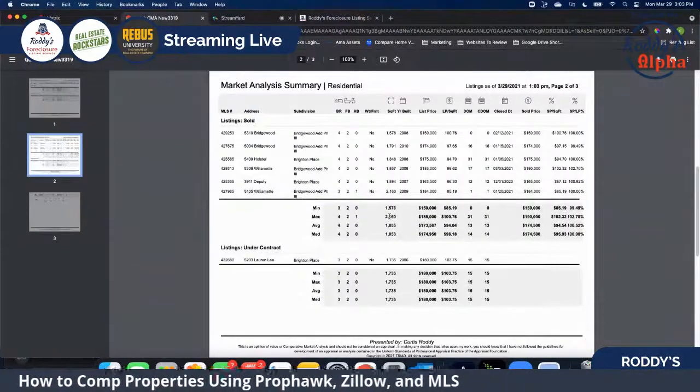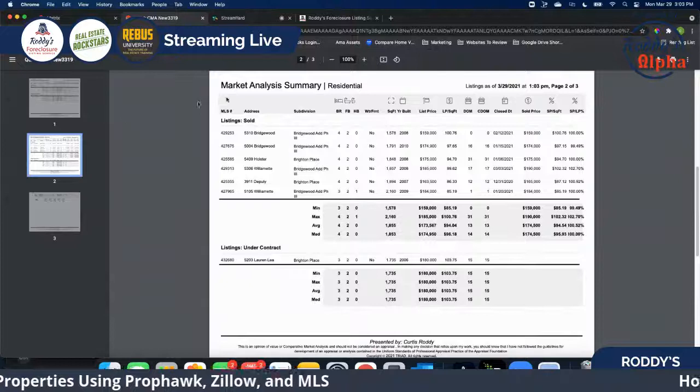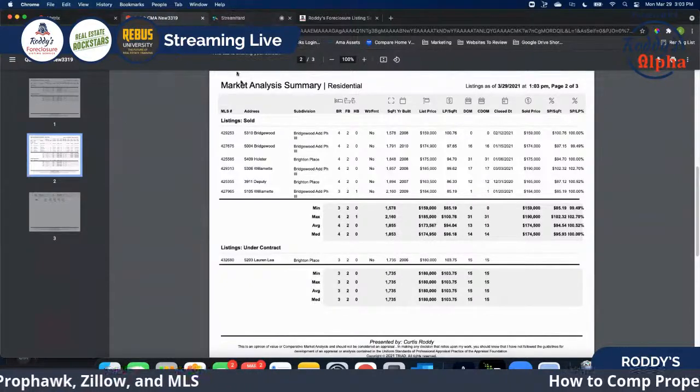Yep. Go ahead. That's a pretty cool little diagram they got in there. Yeah.